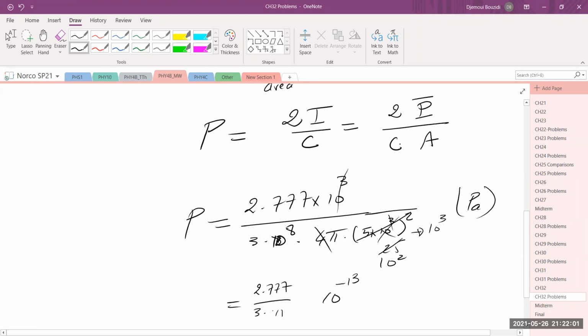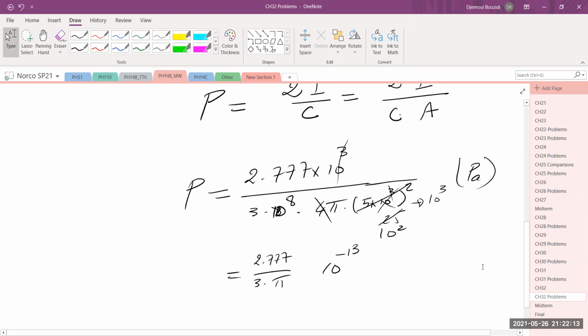Because 3π, I'm sorry. What am I talking about? 3π is 10. So it's going to be 10 to the negative 14, or we'll have to work out these details to put it in scientific notation, because 777 is too big of a number. Unless you put 7.77 times 10 to the negative 11, then that's going to work. So let's do the numbers in here.